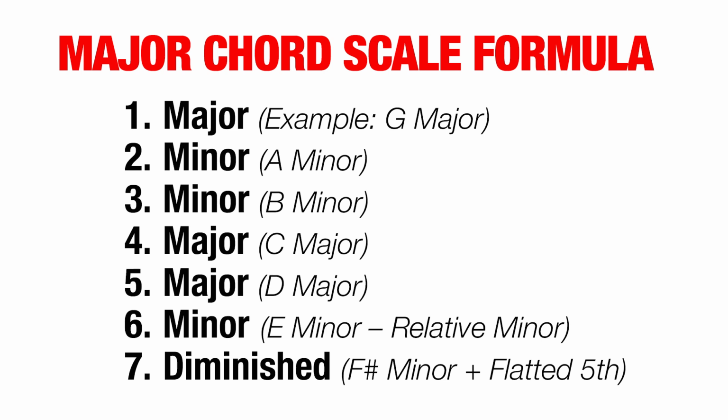So let's go through this again one more time so you really get it. G major is the 1, A minor is the 2, B minor is the 3, C major is the 4, D major is the 5, and E minor is the 6, or the relative minor. The diminished chord is an F sharp diminished, okay? Again, don't worry about that one too much.